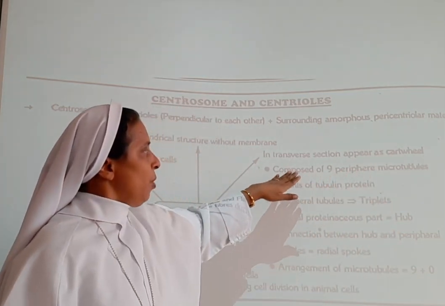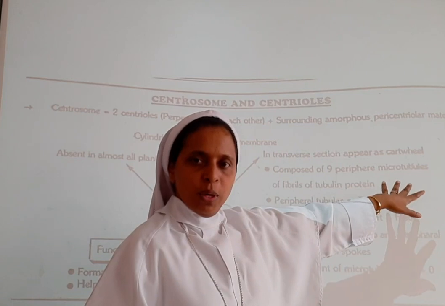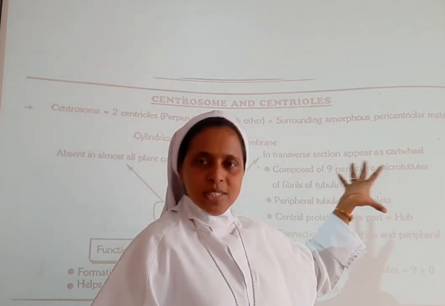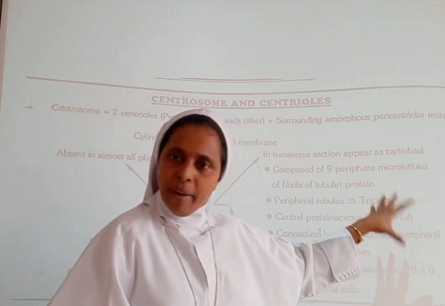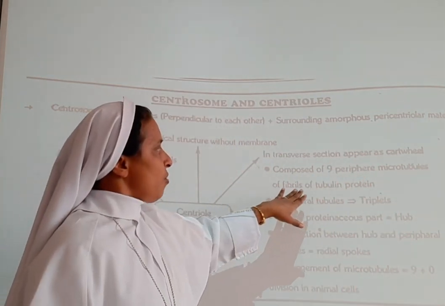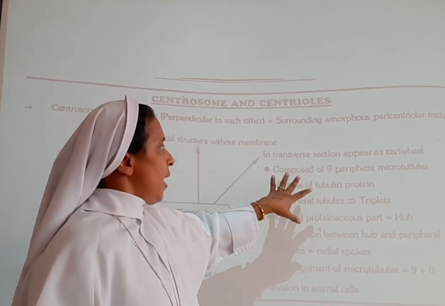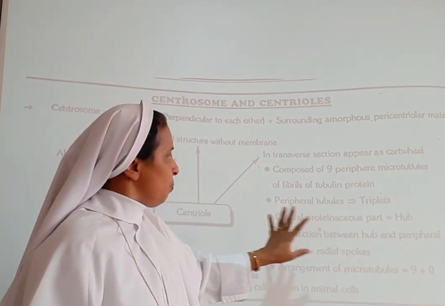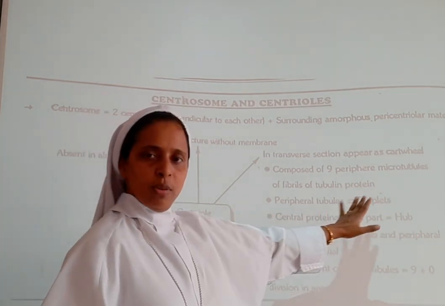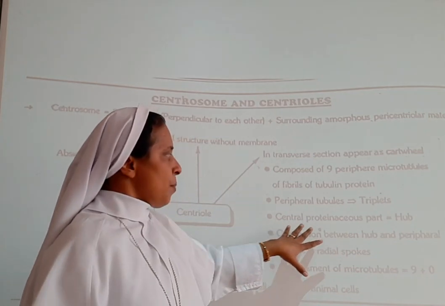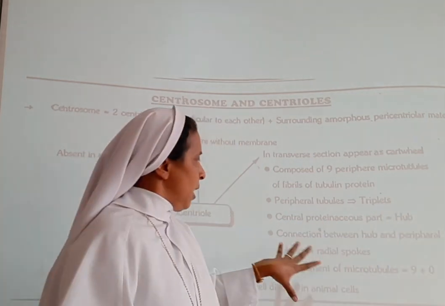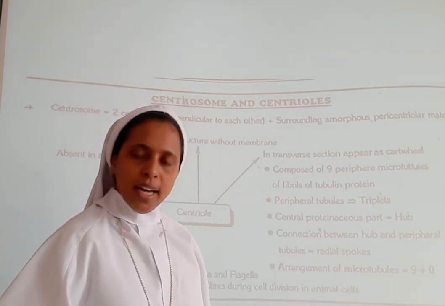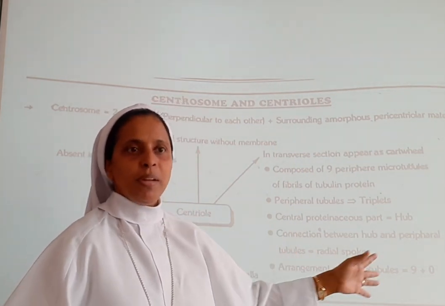Then it is composed of 9 peripheral microtubules. The centrioles are composed of microtubules, of tubulin protein. The peripheral tubules are triplets. The central proteinaceous part is termed as hub, and the connection between the hub and the peripheral tubules is termed as radial spokes. And the arrangement of microtubules in the centriole is 9+0.